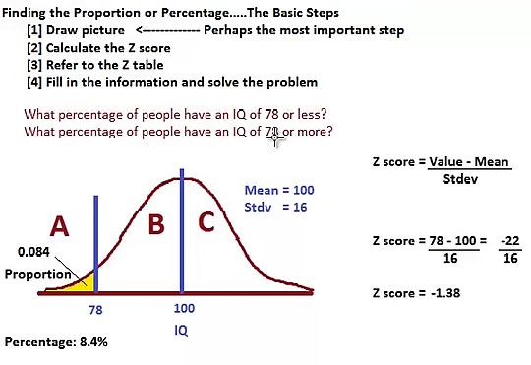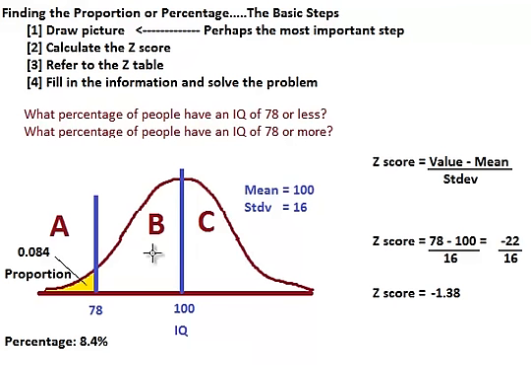Well, what about this bottom question? What percentage of people have an IQ of 78 or more? Let's go through these same steps, but this time we'll answer the second question. Okay, so number 1, draw the picture. Well, that's already done. So here we go.